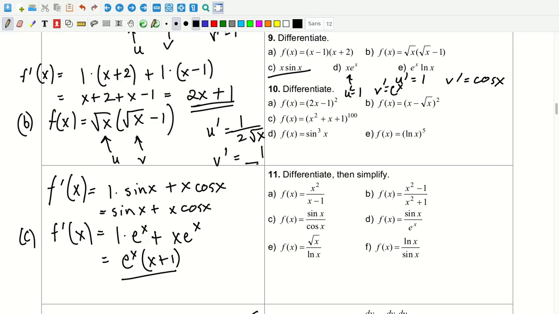Okay, so that's part D, actually. That's part D. This is part C right here. Okay, so with that being said, we can go on with part E.